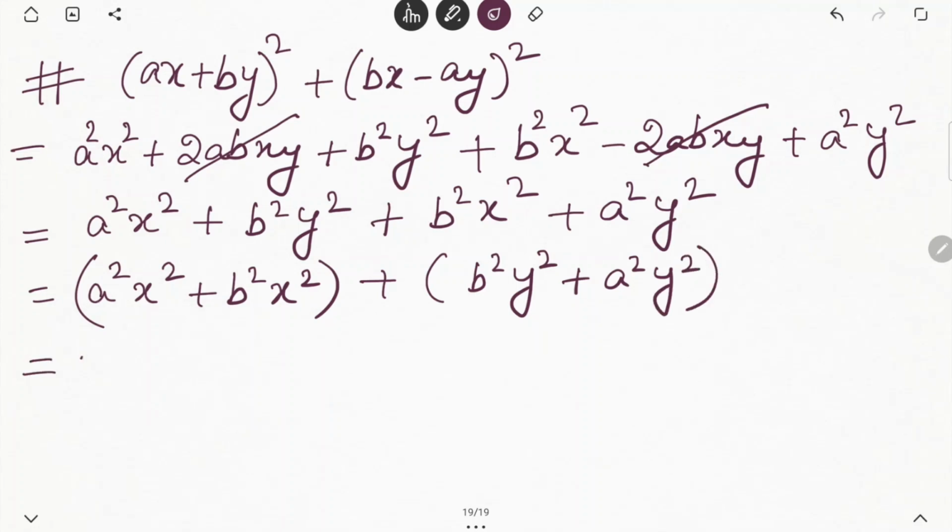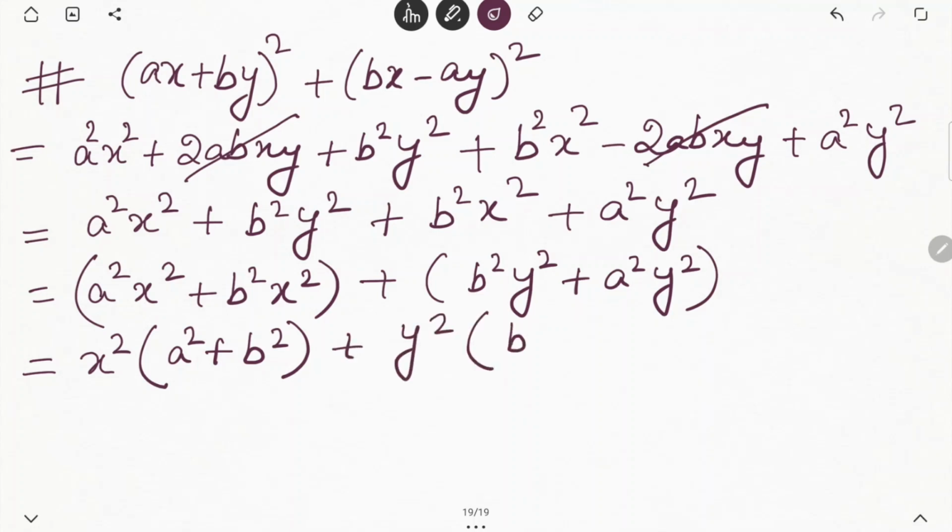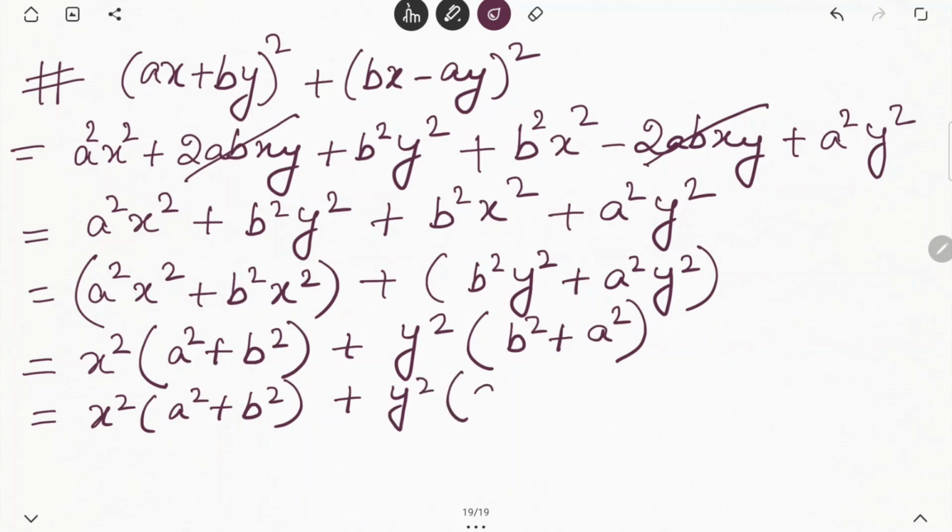So from the first expression x square is taken common, so I am left with a square plus b square. From the second expression y square is taken common, so I am left with b square plus a square, right? So this I can write as x square into a square plus b square plus y square into a square plus b square.